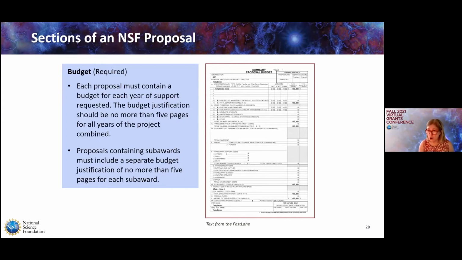You also have to upload a budget justification. If you have entered a dollar value in any category whatsoever on that budget, you need to have a corresponding justification of why you need that in the budget justification, and you get up to 5 pages to do that for all years of the project combined. Proposals containing subawards get their own budget justification up to 5 pages.